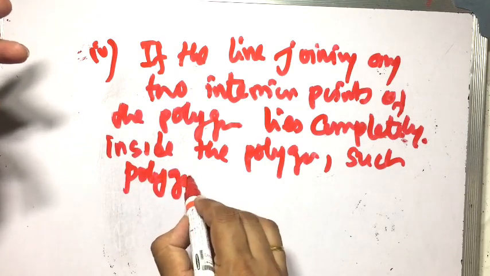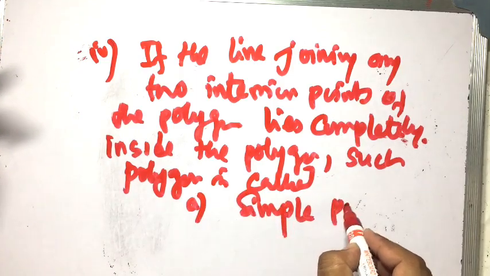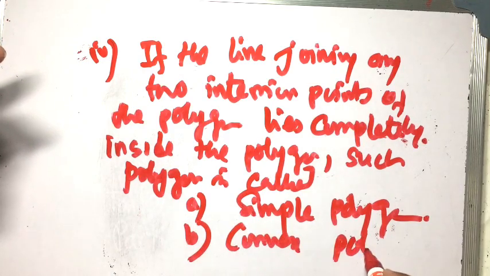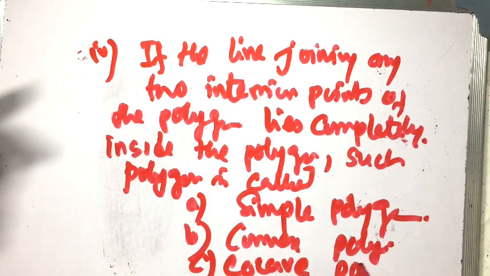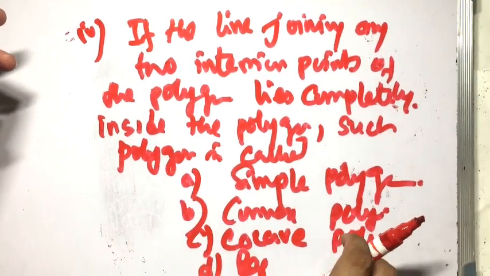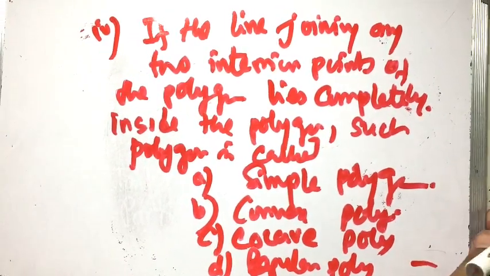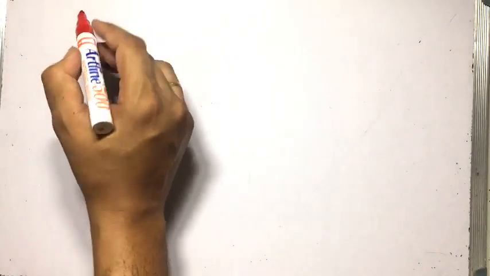Option A, simple polygon. Option B, convex polygon. Option C, concave polygon. Option D, regular polygon. The correct answer is convex polygon. If all the points on the line joining any two points are completely within the polygon, it is known as a convex polygon. Next question.